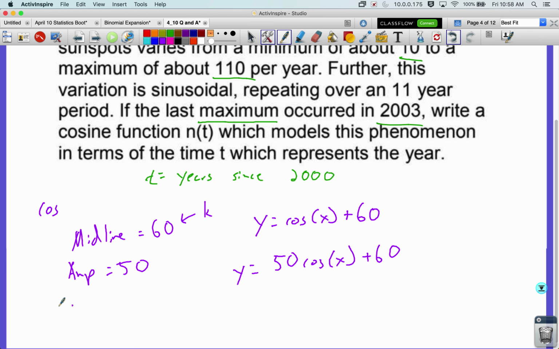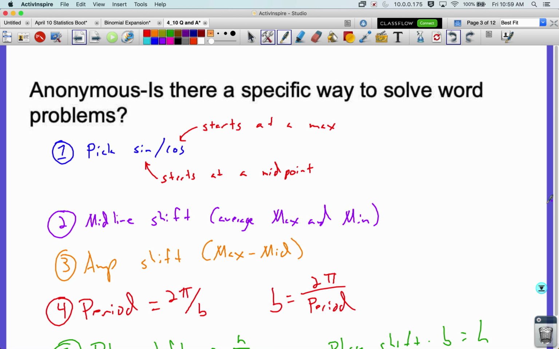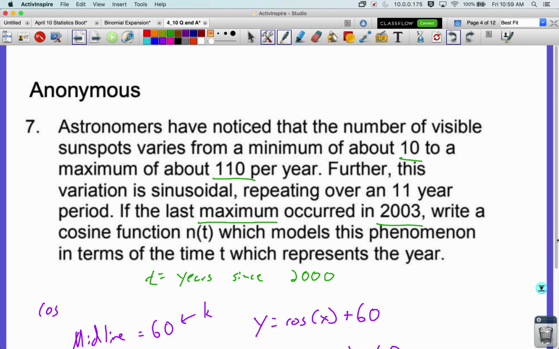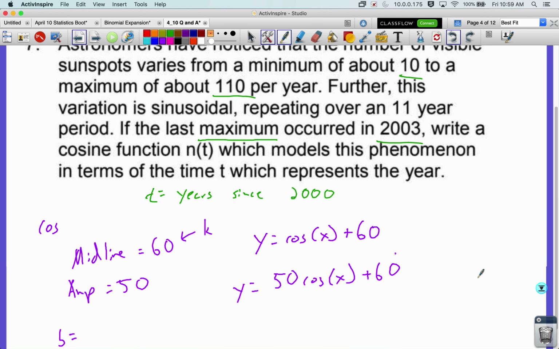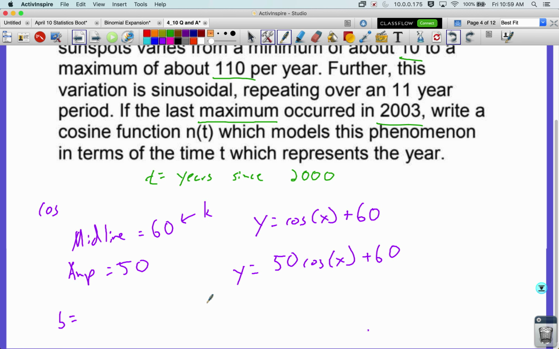Now we've got to figure out our b value. So b equals, what did we say? 2 pi over the period. So b equals 2 pi over the period. So 2 pi divided by, our unit is years, so we can just use the 11 here. And then we just have to find the h. So the phase shift, I want to go 3 to the right.